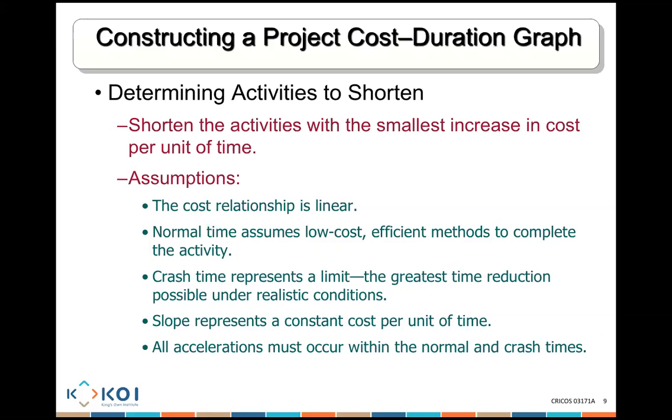Now, finally, all acceleration must occur within the normal and crash time. So if you believe your normal time is 10 days and your crash time, which is the shortest possible duration, is 5 days, you can only reduce your activity between days 10 and 5. You can't go to day 4. You can't crash it. It's between day 10 and day 5, which is your normal time and your crash time that has been calculated.